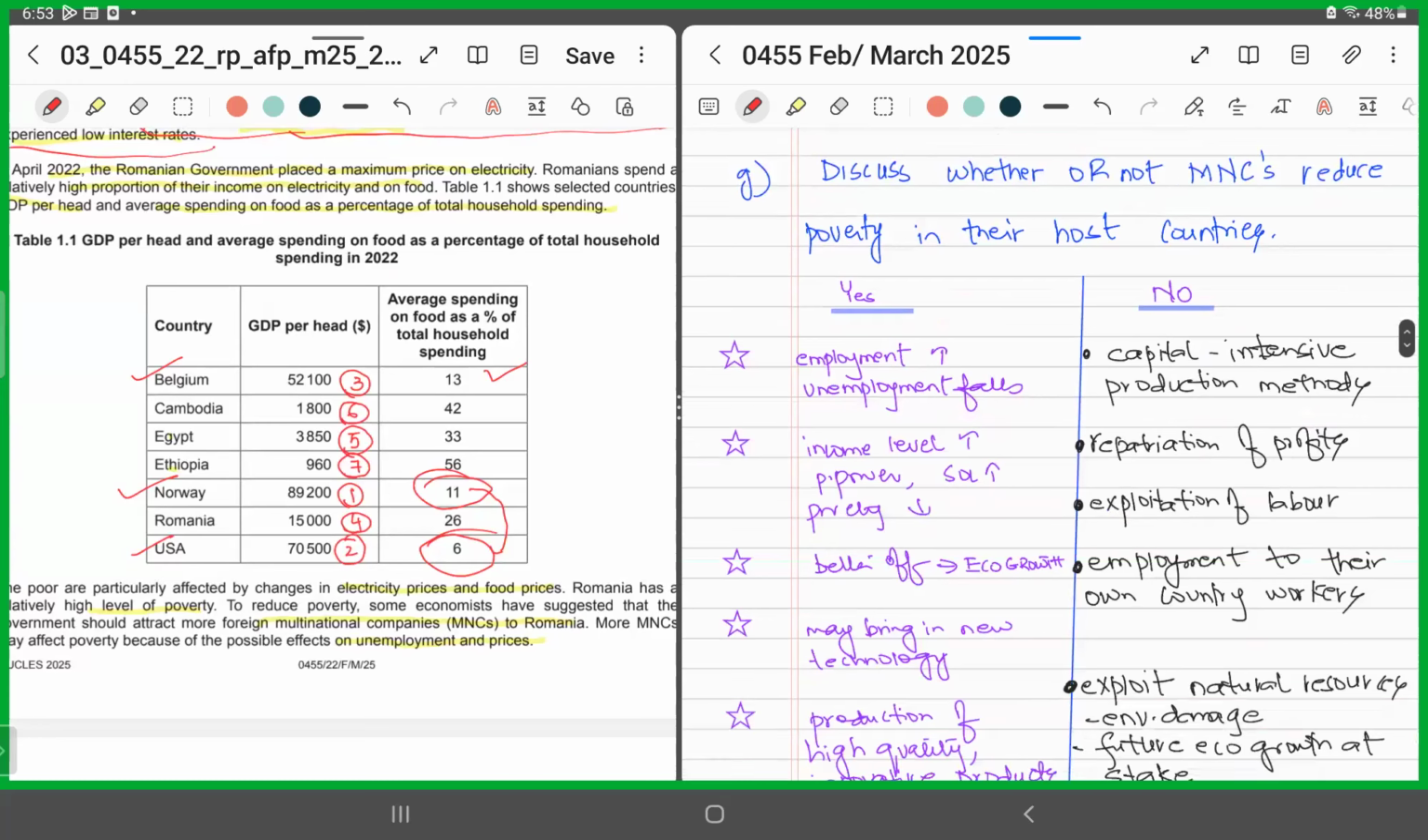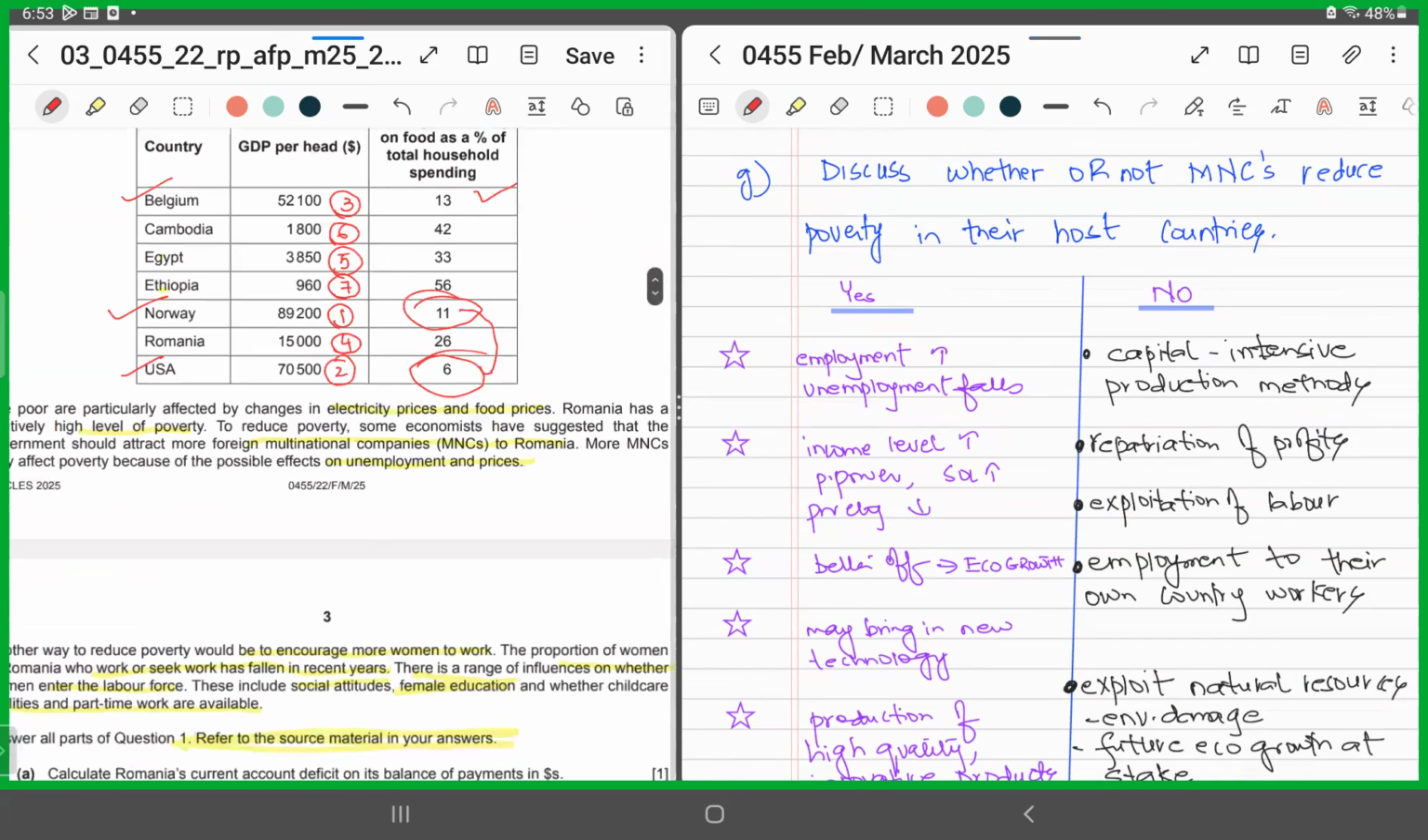Part G. Part G says discuss. No, it's a discuss question. And how many marks is it? It's again a 6 mark question.